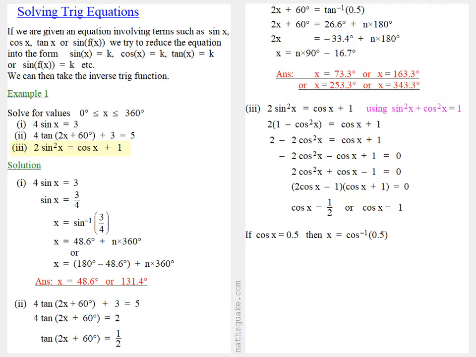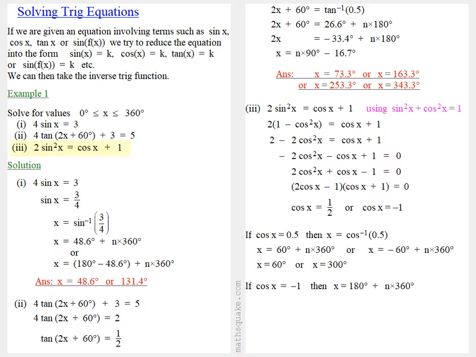So we have a principal value of 60 degrees and the second value of minus 60 degrees. So x is equal to 60 degrees plus n times 360 degrees, or x is equal to minus 60 degrees plus n times 360 degrees, which in the range we want means x is 60 or x is 300 degrees.